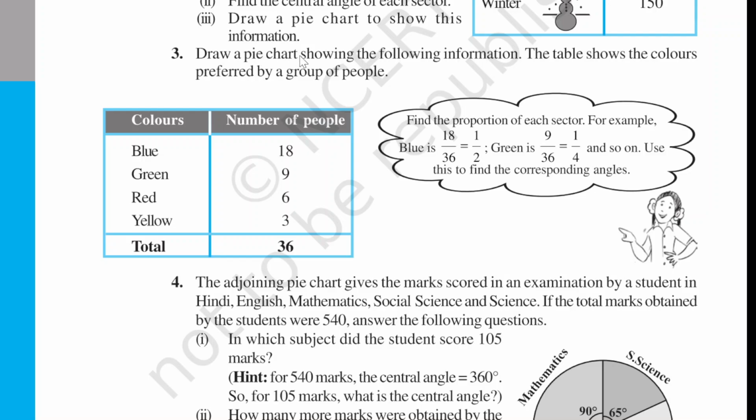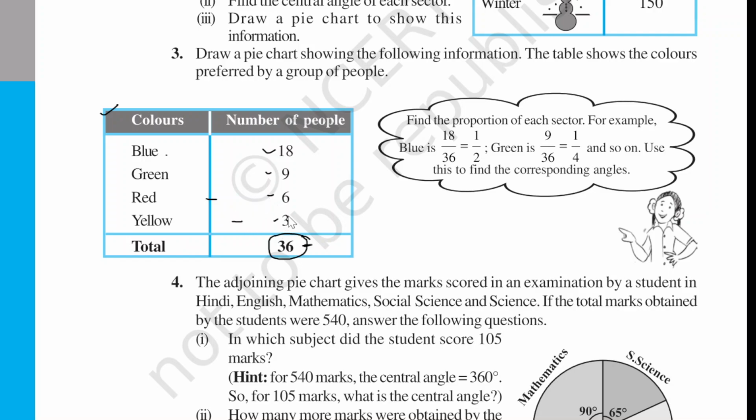Now, the next question is to draw a pie chart showing the following information. The table shows the colors preferred by a group of people. The total number of people surveyed is 36, and this is the breakdown. For example, blue is liked by 18, green is liked by 9, red is liked by 6, and yellow is liked by 3.